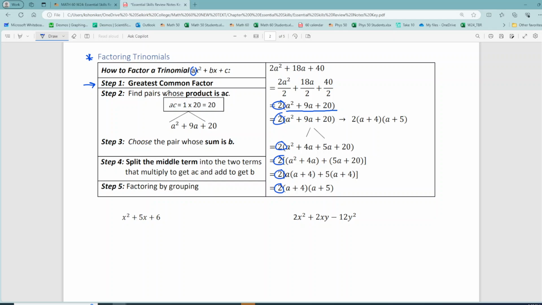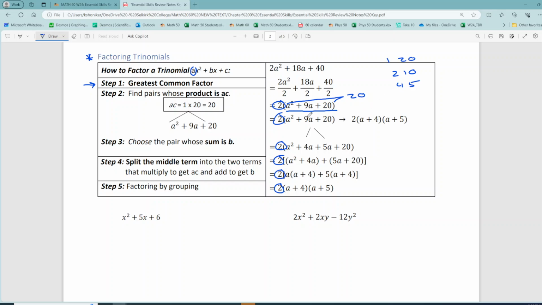Now, what you're going to do is find a pair of numbers whose product is AC. A meaning the coefficient on the a squared term times C being the constant at the end. So we're looking for two numbers that multiply to give me 20, and add, or this pair whose sum is B, so add to give me 9. When I look at my factors of 20, I've got 1 and 20. Because I'm multiplying to get positive 20, they either have to be both positive or both negative. Because my middle term is positive, they're going to both be positive. So 1 and 20 would make 21. 2 and 10 would make 12, 3 doesn't go in, 4 and 5 make 9.